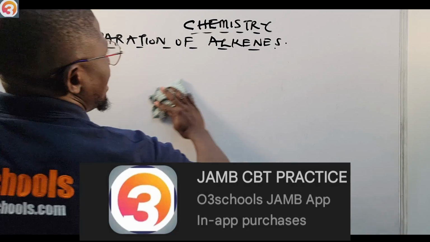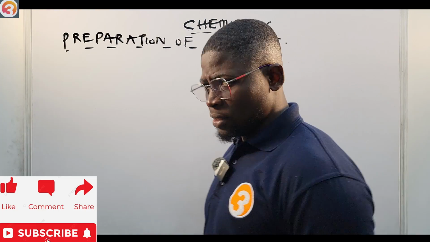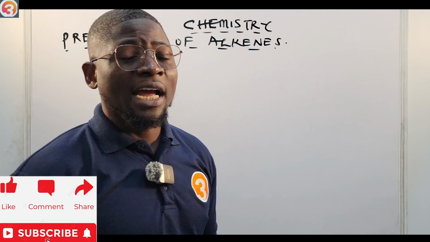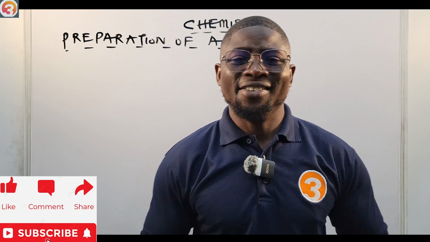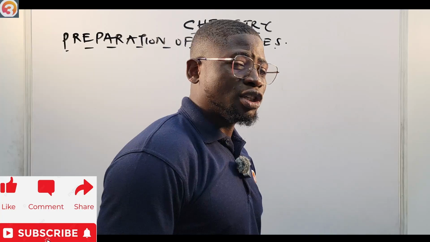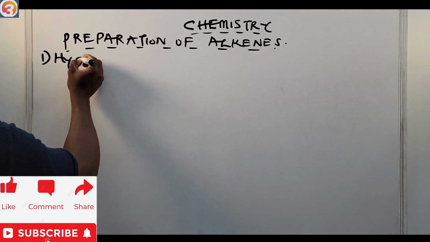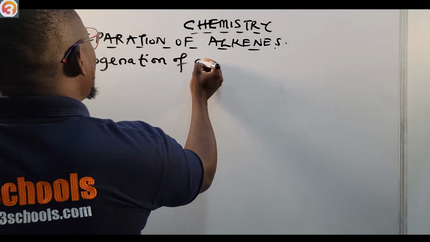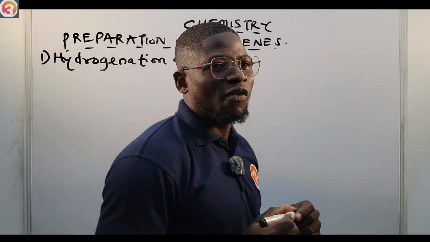Preparation of alkenes. Okay, so alkenes can be prepared in a lot of ways, and we are going to quickly look at just a few of them, maybe 4 or 5, and then we'll go to our nomenclature of alkenes, then before we talk about the reactions that alkenes undergo. So number one of the methods of preparing alkene is hydrogenation of alkynes.